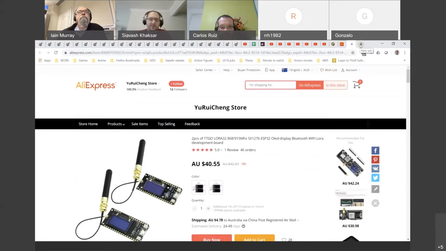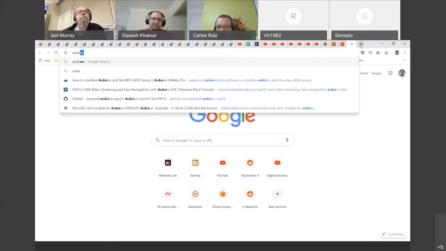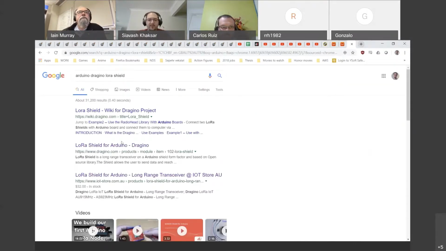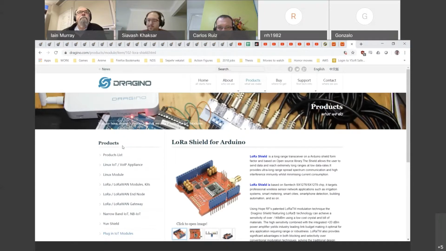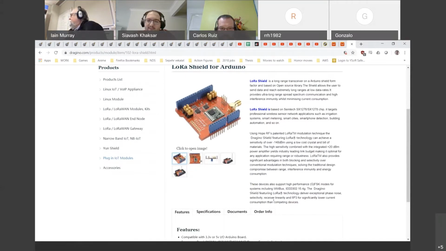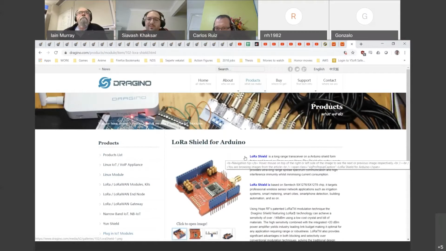And there's also the other one. There's a shield that's just for Arduino. We use the Dragino a lot. Yeah, that's the one I was going to show. It also has, I think, a GPS and a temperature sensor as well. They're essentially extensions to a board that have a bunch of new peripherals, like in this case, a LoRa module and temperature.